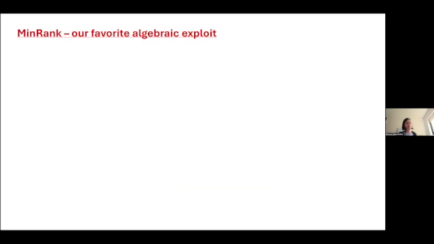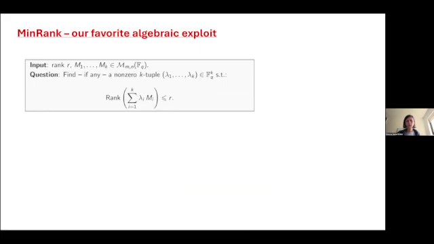Okay, so MinRank, what is MinRank? This is basically the favorite algebraic exploit that we try to use everywhere, and I will give you some examples of this one. So what is MinRank? It's a very simple problem that is known to be NP-hard. Given a set of matrices, these here, and a target rank R, we want to find some linear combination of these matrices such that the rank is R.